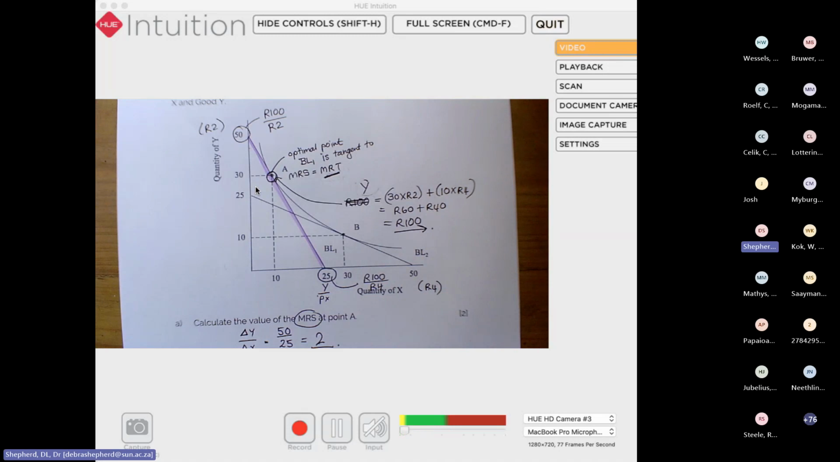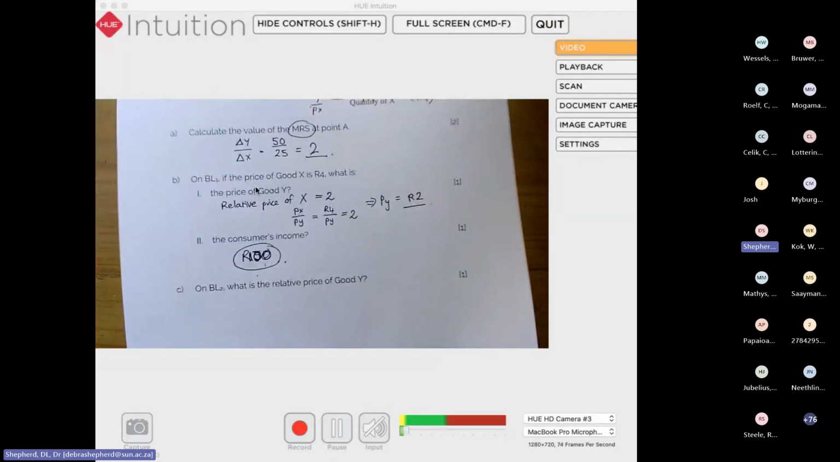Perfect. Okay, so you could either use this point here, or you could use the intercepts, and it would get you to the same answer. Thanks for sharing that, Mr. Selick. Okay, then C, on BL2, what is the relative price of good Y?